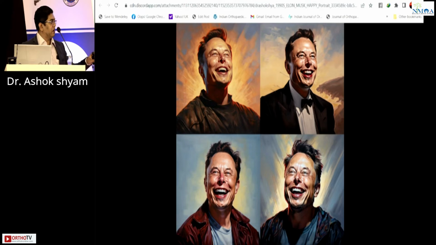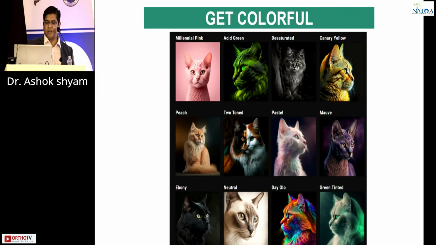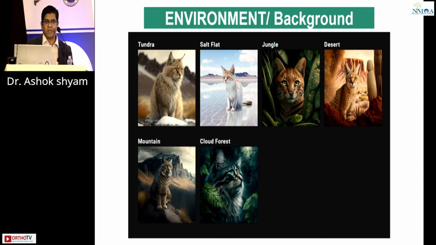So mind you, you can replace Elon Musk with anybody that you want. I'll teach you also how to change the face of the image that you generated. Get colorful. So you can add any kind of color, as well as you can select color palettes. If you know about the color coding of palettes, you can actually put that prompt in Midjourney. So again, of course, the background you can select. So any kind of background that you wish. So cats are just given as examples.